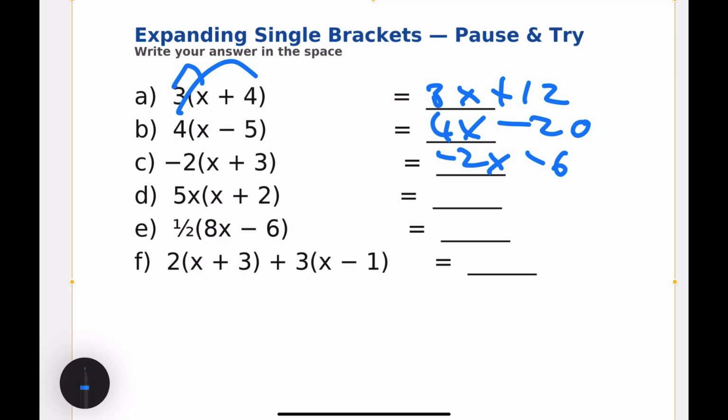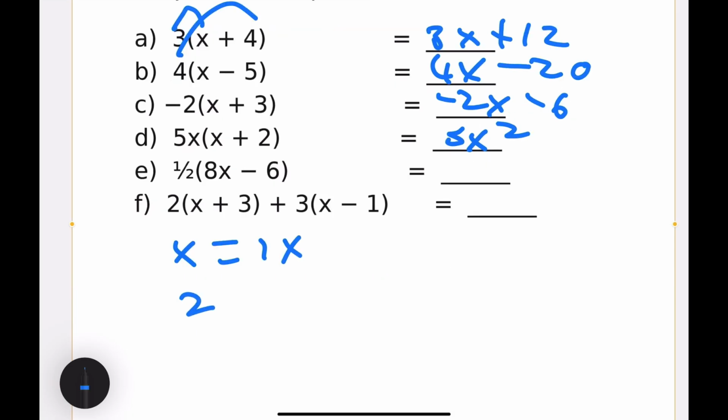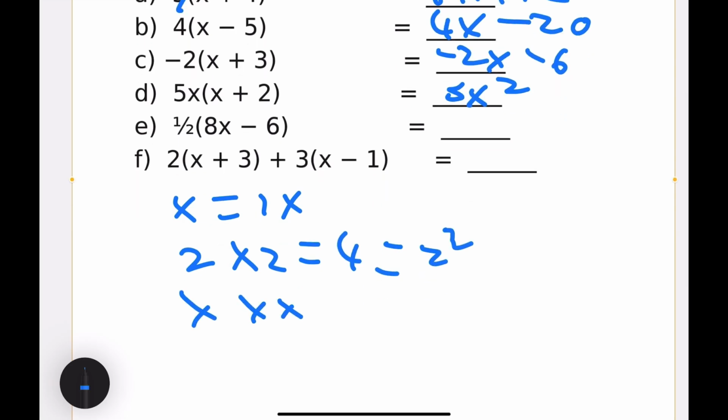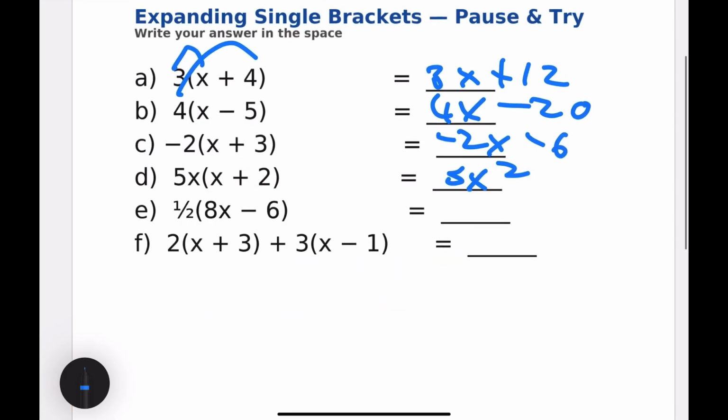Okay, part D. If we multiply 5x by x, we'll get 5x squared. As x is the same as 1x, we multiply 5 by 1 to get 5, and multiply x by x to get x squared. As say we have 2 multiplied by 2, that is the same as 4, which is the same as 2 squared. So if we have x multiplied by x, that is the same as x squared. So we multiply the 5x by x, and we now multiply the 5x by 2 to get 10x. So the answer would be 5x squared + 10x.